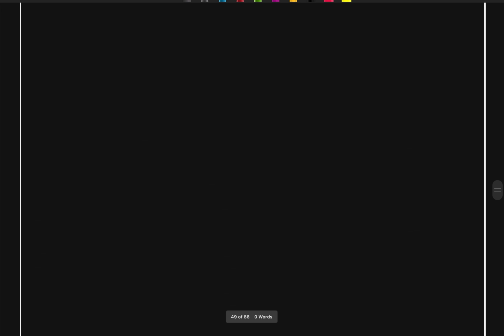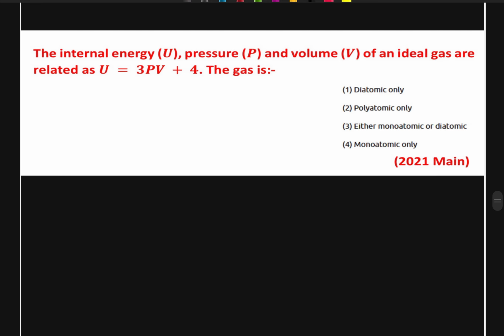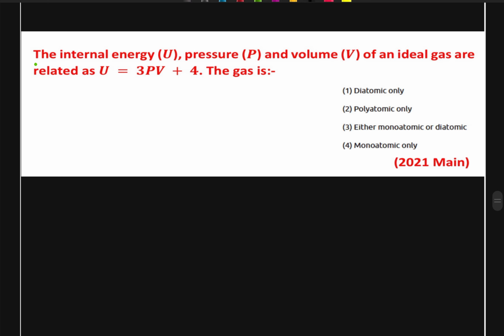Next question. It states that the internal energy U, pressure P and volume V of an ideal gas are related as U is equal to 3PV plus 4. The gas is polyatomic, diatomic or monatomic, or either mono or dia. So here basically we are going to find out the degree of freedom, that is going to tell us about the gaseous nature. Okay.